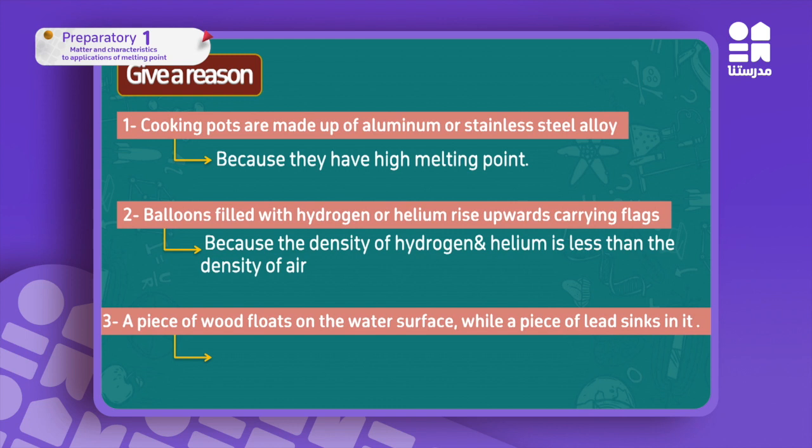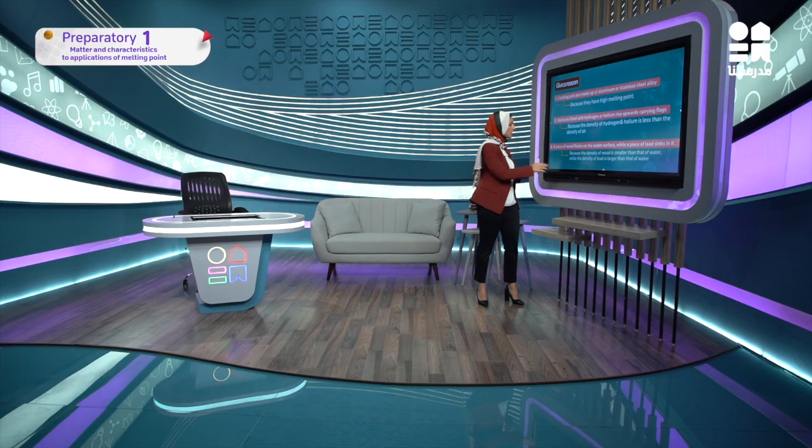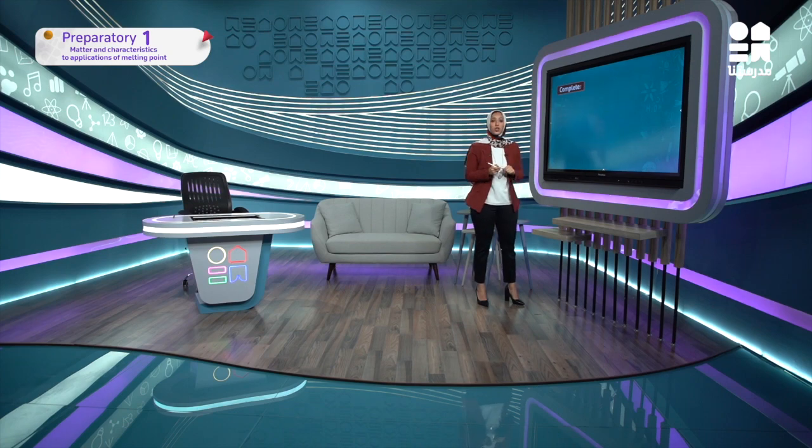طيب question 3: A piece of wood floats on the water surface while a piece of lead sinks in. زي ما اتفقنا، أي حاجة عندها density less than the density of water is gonna float. So here the wood has a density smaller than that of water, while the density of lead is more than the density of water. That's why it's gonna sink. Okay, next, more questions.